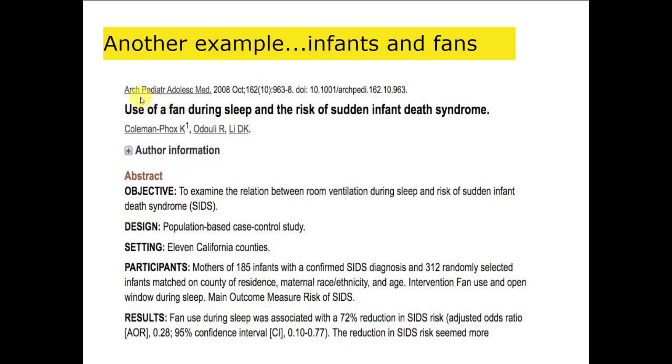If you actually go to the Archives of Pediatrics and Adolescent Medicine, it says, "Use of fan during sleep and the risk of sudden infant death syndrome." They were just looking to see if there was a relationship between room ventilation and the risk of SIDS. So in this situation, it's not saying that one is causing the other. It's just saying that the fan use during sleep was associated with a 72% reduction. It's not saying that it caused that reduction. It just said that there was an association or relationship.